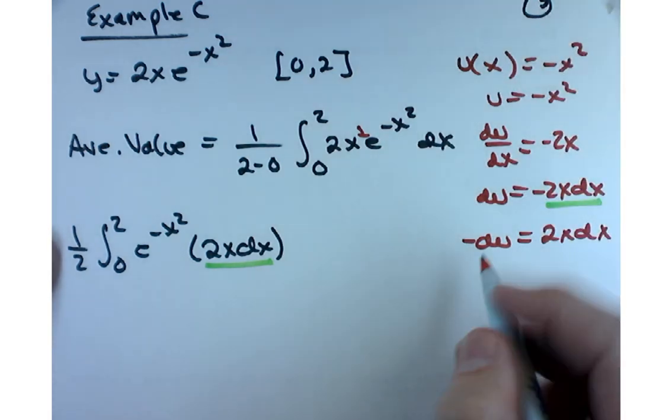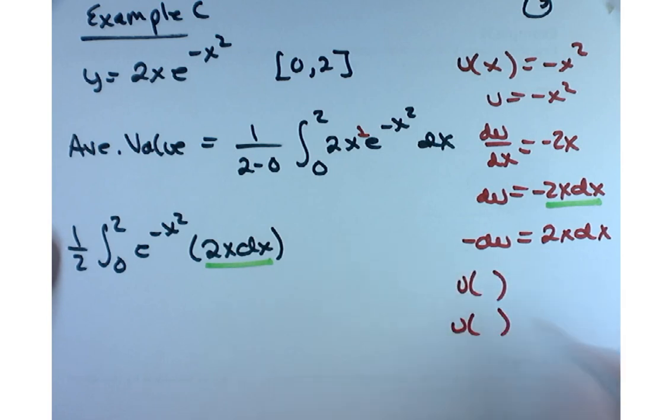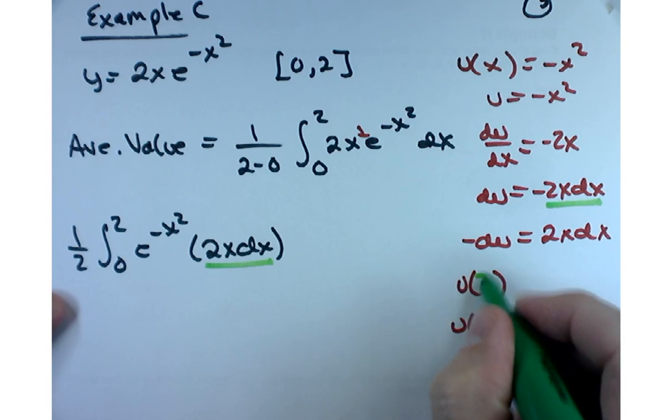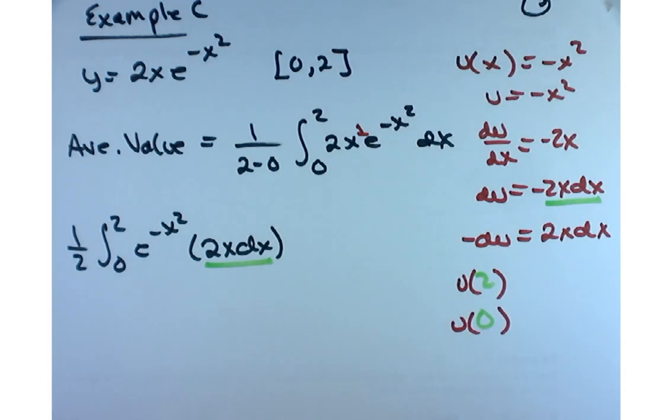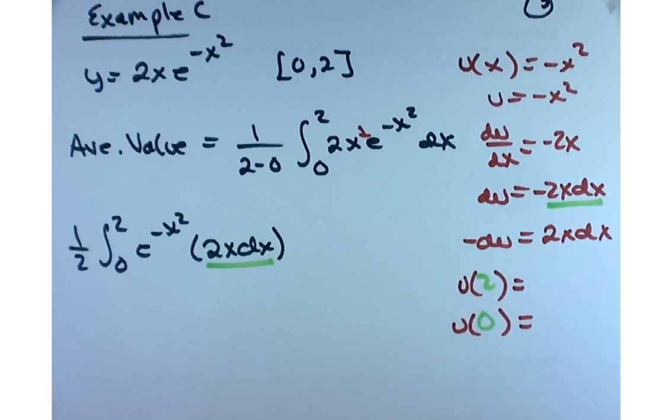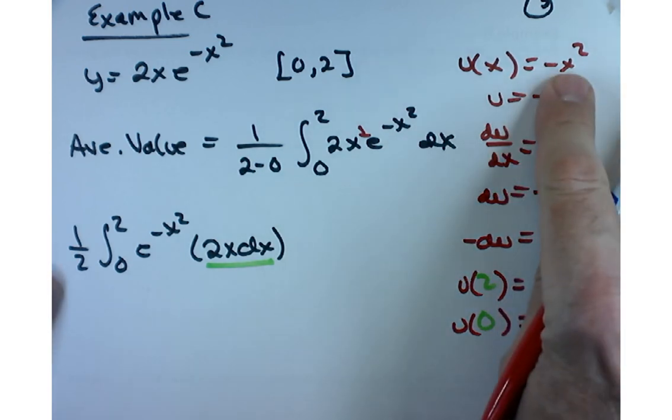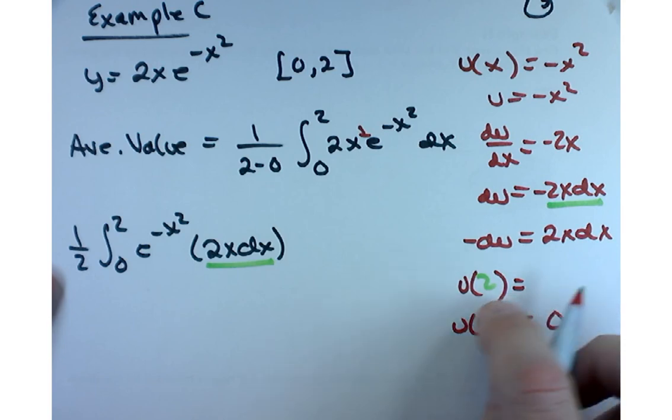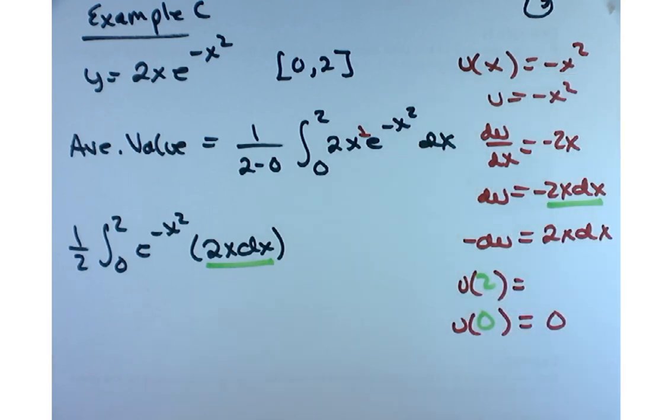So, all right. I need to evaluate u at a couple places. I need to evaluate u of 0 and u of 2. So let's plug it in here. 2 times, negative 0 squared is still going to be 0. Negative of 2 squared. Am I going to get 4 or negative 4 when I plug in the 2 here? Negative 4. Negative 4.